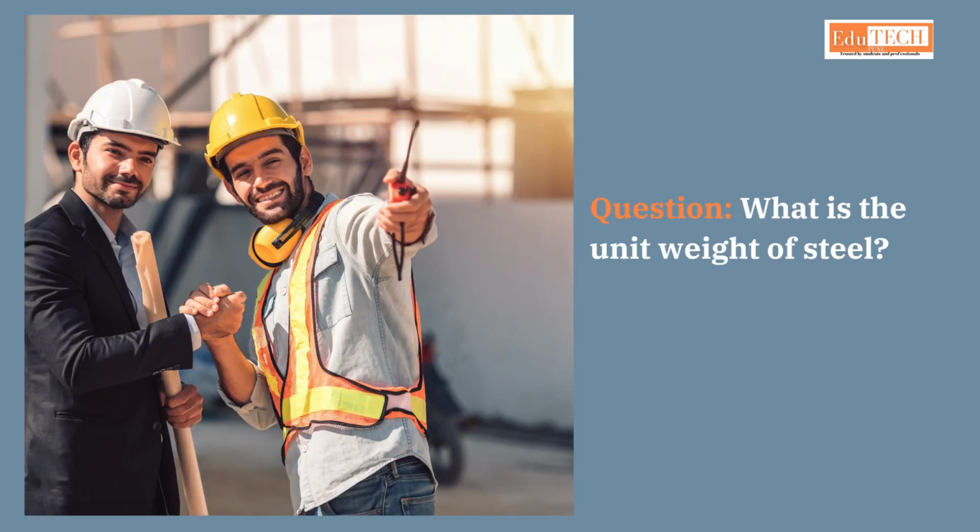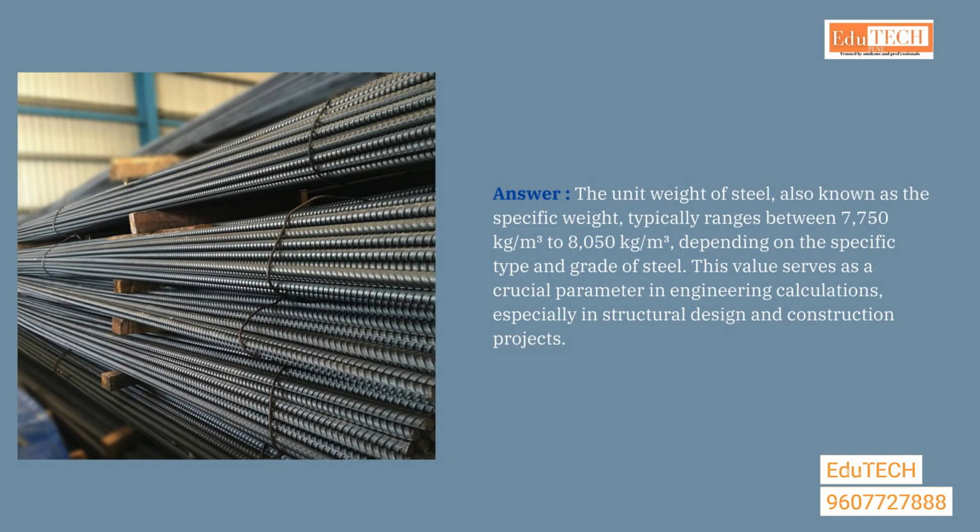Question: What is the unit weight of steel? Answer: The unit weight of steel, also known as the specific weight, typically ranges between 7,750 kilograms per cubic meter and 8,050 kilograms per cubic meter, depending on the specific type and grade of steel. This value serves as a crucial parameter in engineering calculations, especially in structural design and construction projects.